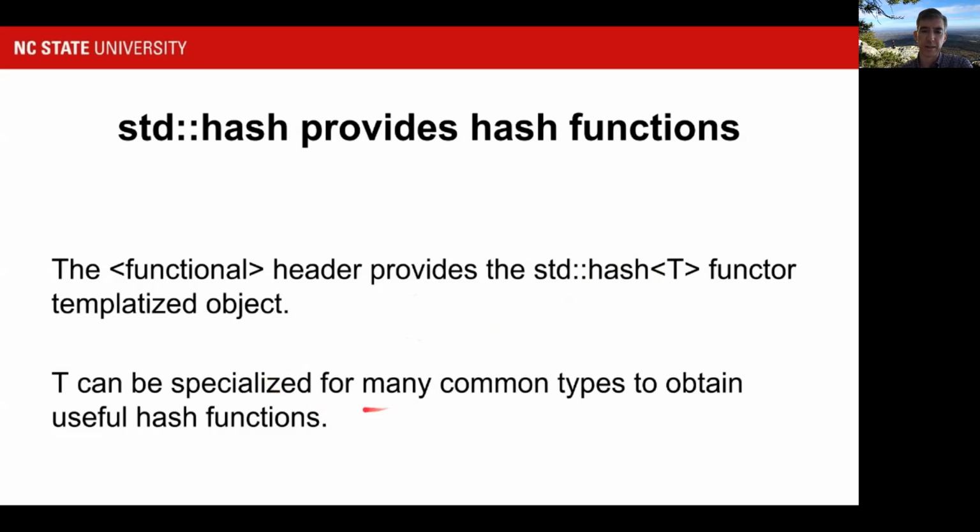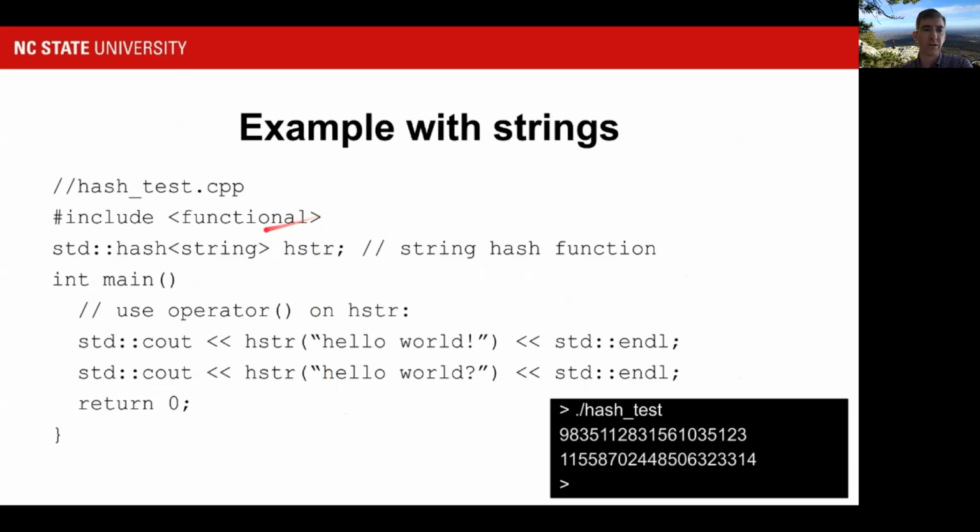T can be specialized for any primitive type like integer, double, character, and for a lot of the types within the standard library like string. So we can just declare this object and use it to produce hash values. So here's an example. I include functional, and then I declare that I want a functor called hash that operates on string type, and then I'm just calling this HSTR for short.